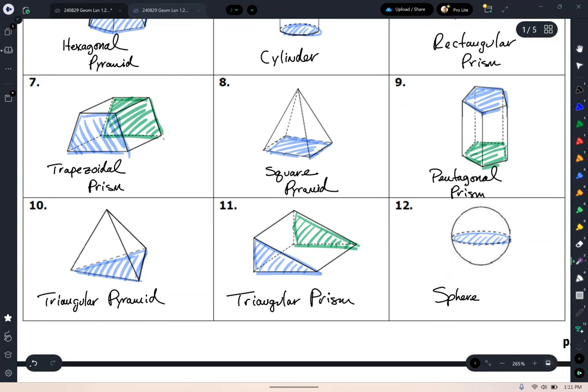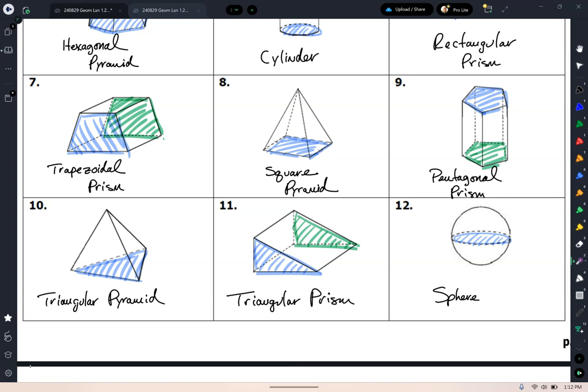All right, let's take a look at 7 through 12. So 7, the trapezoid one, that's one that you're going to see quite a bit of, and that's a pretty tricky one. But again, if you recognize the trapezoid shape, and you're like, well, that's a trapezoidal prism, then you should be able to find the base because you would just trace the trapezoid. And then you would know that it's the front and the back.